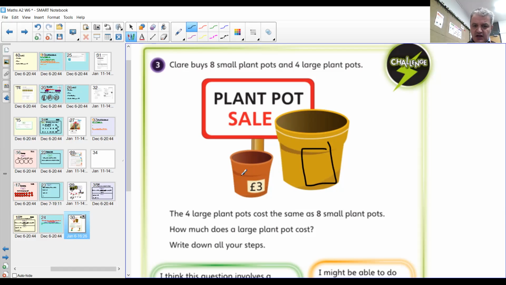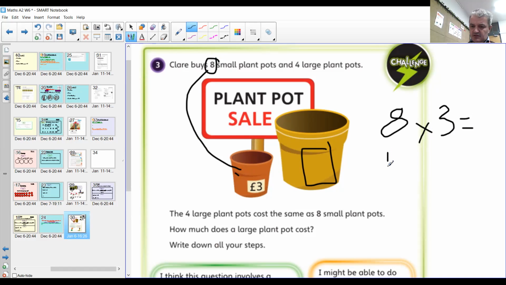Let's work out the total of the small plant pots. How many small plant pots are there? 8. How much does each one cost? 3. What's 8 times 3? 8 times 3. Ooh, look at this. The 4 big ones cost the same.